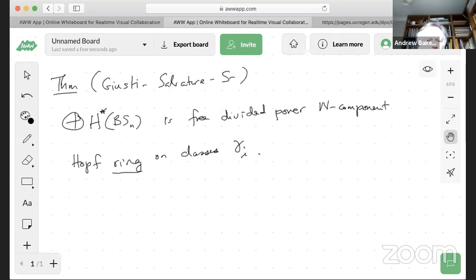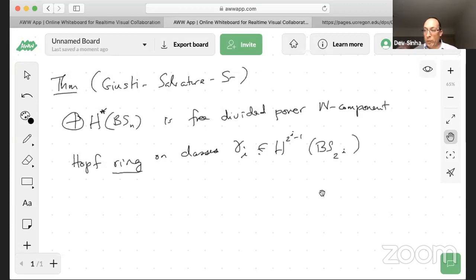Sorry, Dev, can I just ask you to clarify? So you mean the gamma I's in all of the BSNs, or in one particular one? No, just one particular one, because this transfer product, very good, this transfer product mixes components, so to speak. Right. So you BS2, right? So you only need these. On BS2, BS4, BS8.